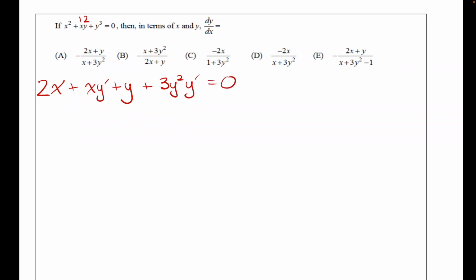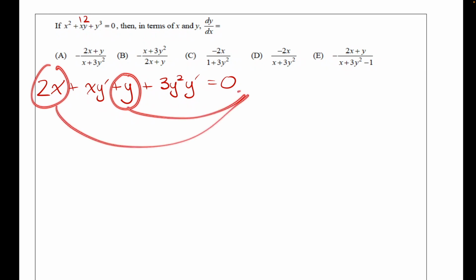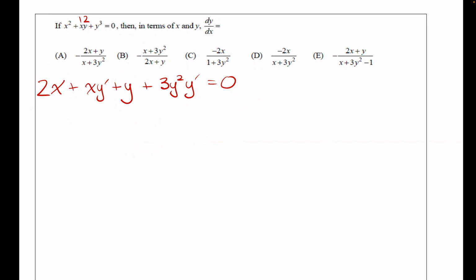So there's the correct derivative on the left. And now I just need to isolate a y prime. So anything that is not a y prime, you need to move to the other side. These have a y prime, so they get to stay behind. So if I do that, I'm left with an xy prime plus 3y squared y prime. And on the other side, I have a negative y and a negative 2x. So far, so good.